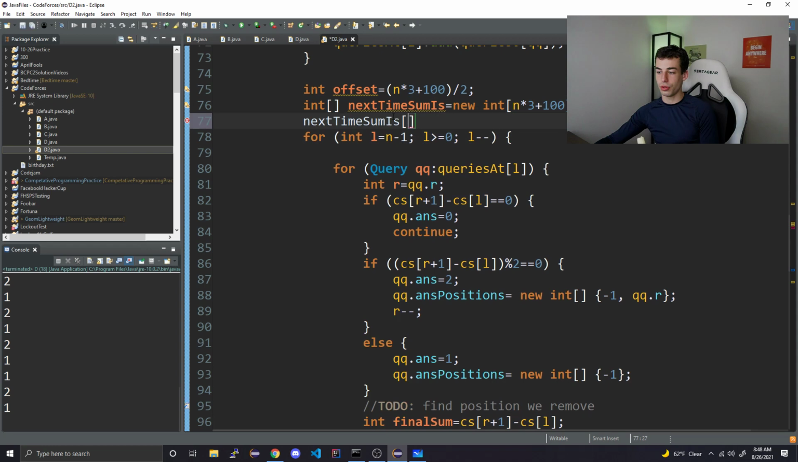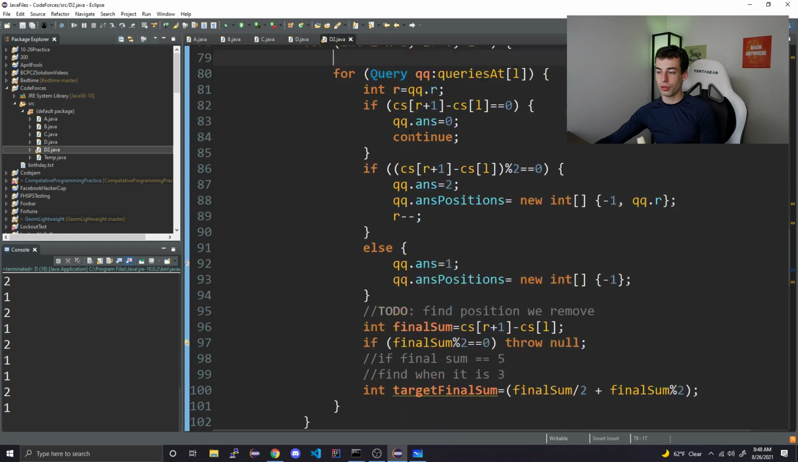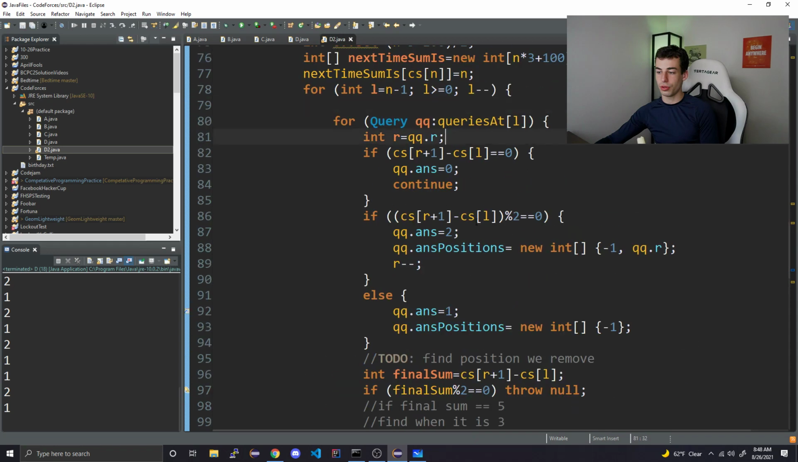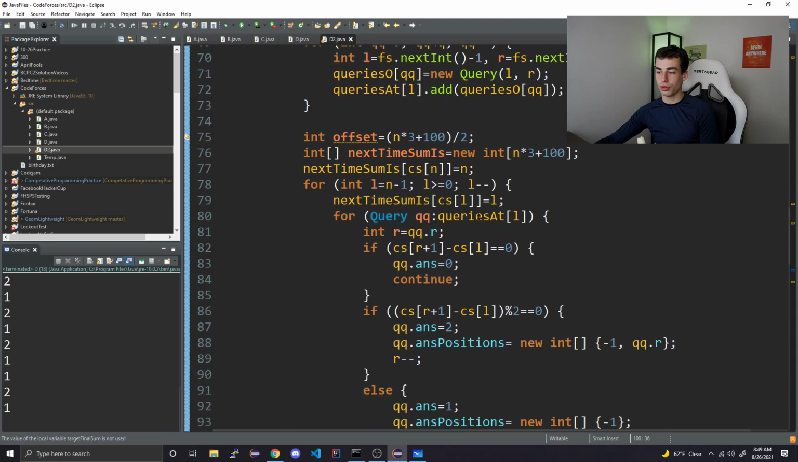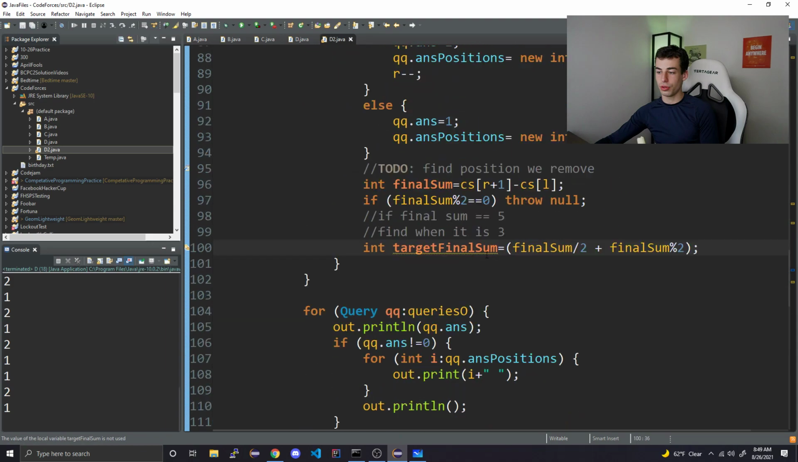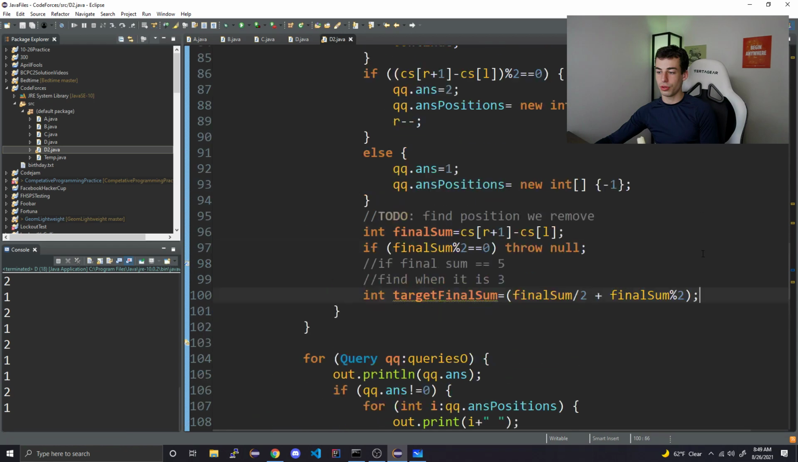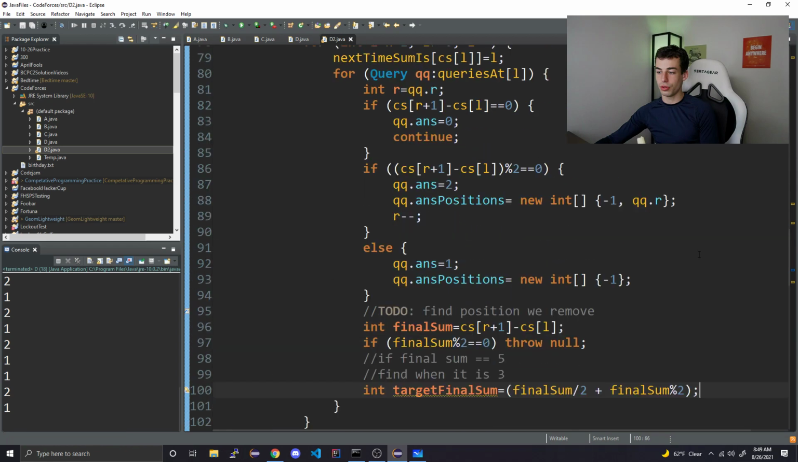So the next time the sum is CS at n equals n. So we'll say, the next time the sum is whatever it is, print this. So next time sum is at CS at L equals L. It'll be here, so we don't need to worry about it existing. And we figured out this too.